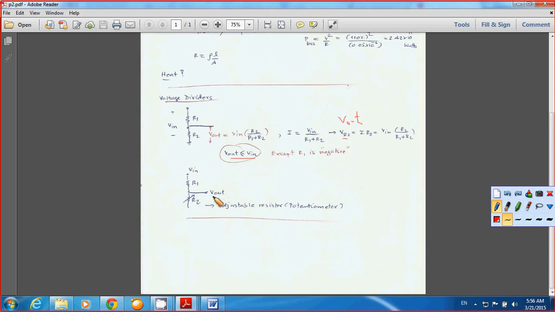And I showed you that you can even adjust your V out by connecting something we call a potentiometer or adjustable resistor. You can get your V out as you want.